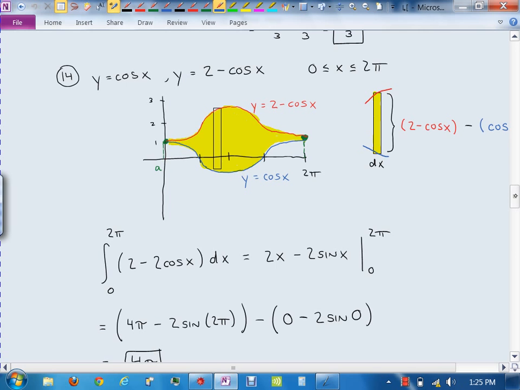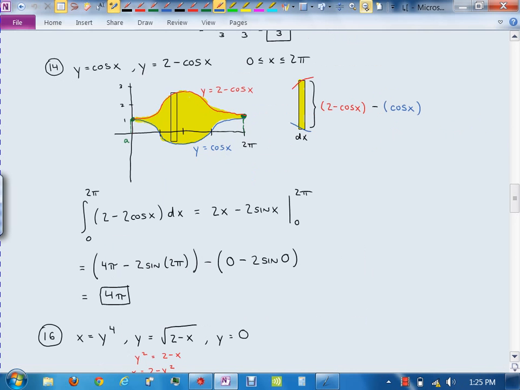And so I have my top function minus my bottom one here. My limits of integration were given to me in the problem, 0 to 2 pi. So I know I go from 0 to 2 pi, and then I carry out the integration. Number 16.